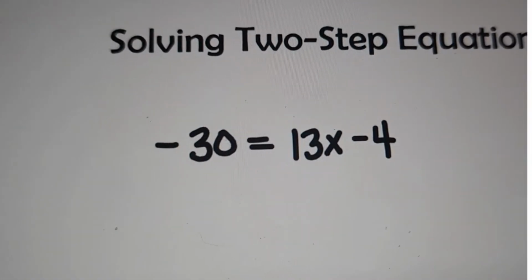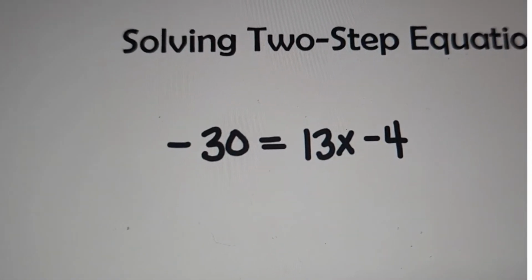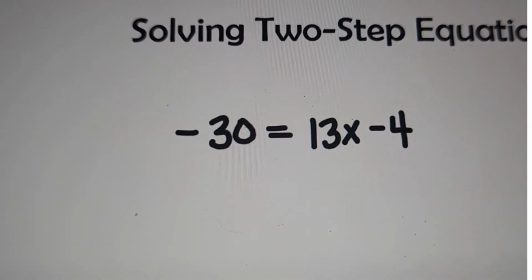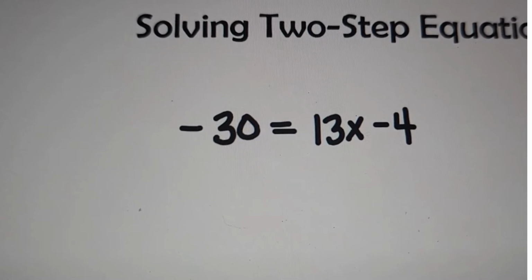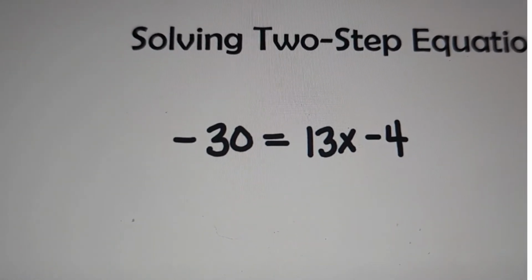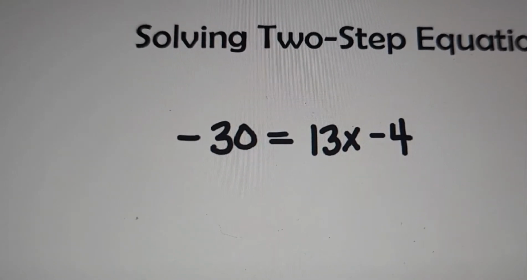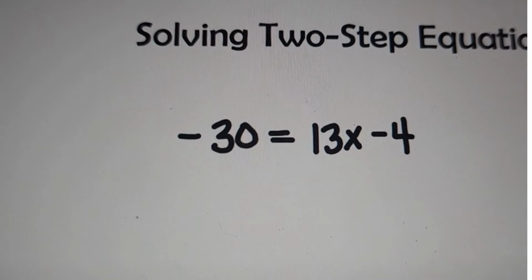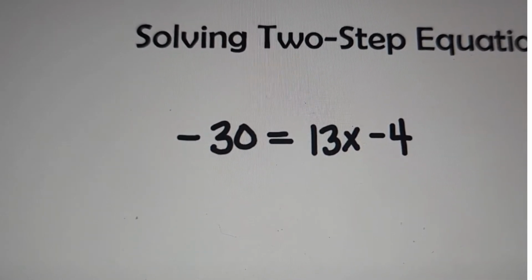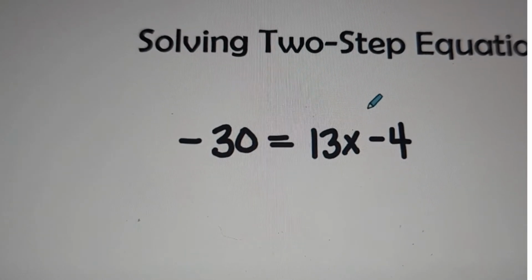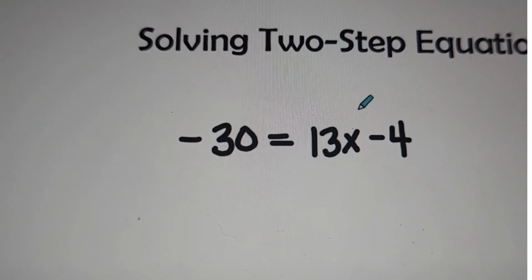In our example for today, we have negative 30 equals 13x minus 4. Now this equation might look unusual because we're used to having the variable on the left-hand side, and this time it's on the right-hand side. Really, it's not that big of a deal, so don't freak out about this because math is simple. Now, if we look at our first equation, we have to isolate our variable, and this is our main objective, is to get the x by itself.